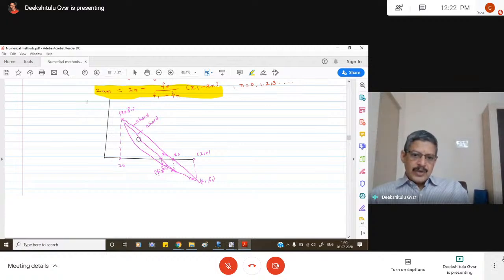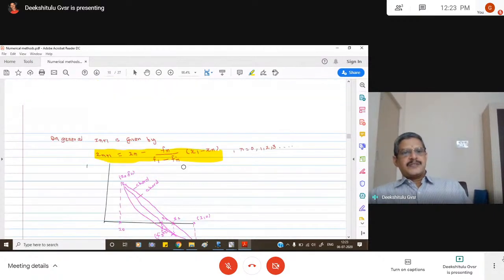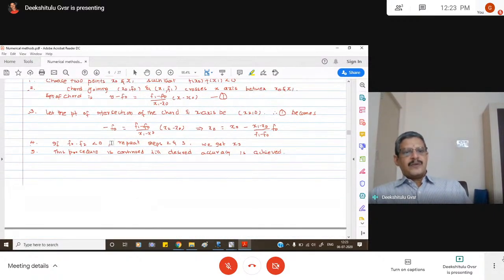Now join these two points with a chord. Again this chord touches the x-axis at x3. Then again drop a perpendicular to the curve. If this point is again here, again the root lies in between these two; it cannot be here. So we repeat the process. If f0 into f2 is less than 0, repeat steps 2 and 3, and we get x3. The procedure is continued till the desired accuracy is achieved.